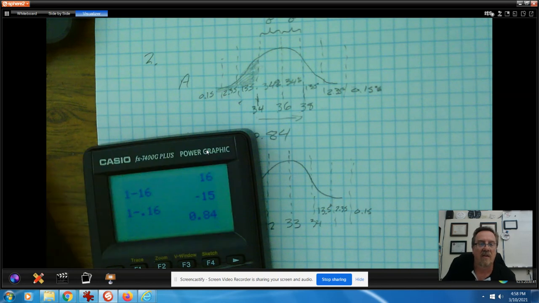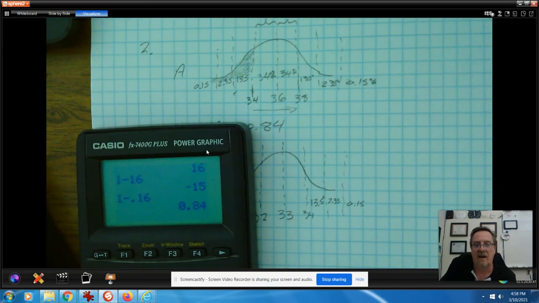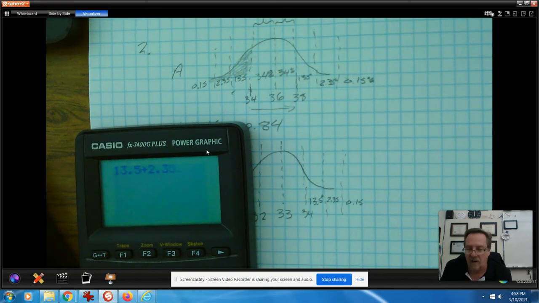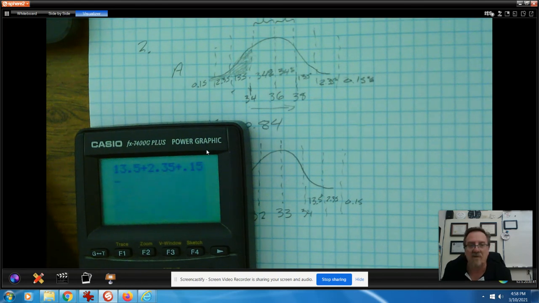And so if we want to know for this second vehicle, vehicle B, what percentage of vehicles get at least 34 miles per gallon? Well, everything from here on up. So we're going to add those numbers together and go 13.5% plus 2.35% plus 0.15%.